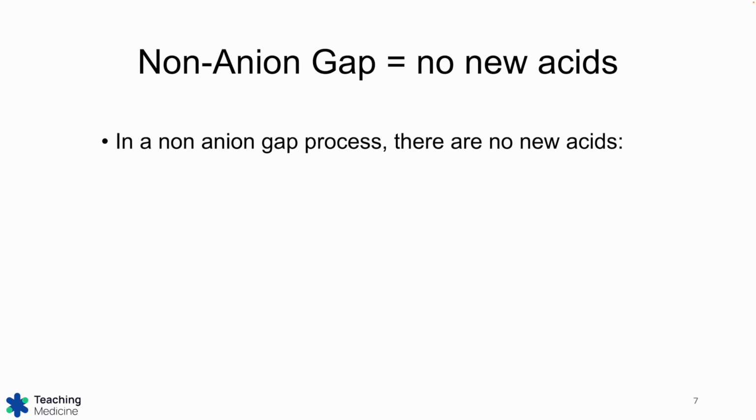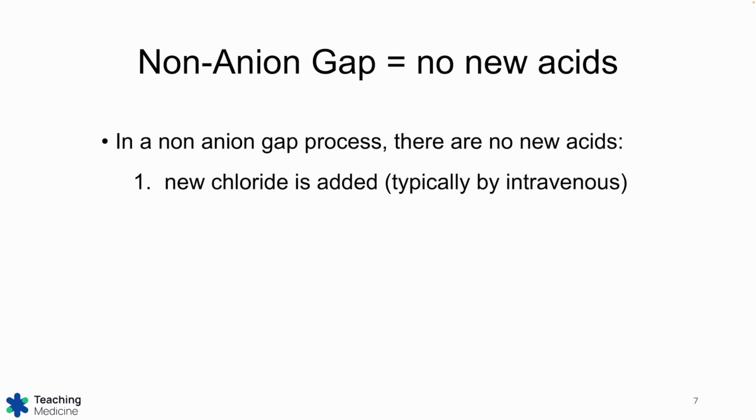So when there's a non-anion gap, there are no new acids introduced into the blood. And it's actually a pretty simple process. One of two things happens. Either new chloride is added, typically this is from an intravenous, or bicarb is lost from the body.